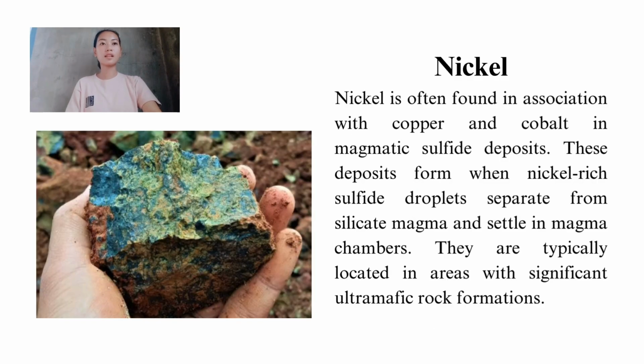Next is nickel. It is found in association with copper and cobalt in magmatic sulfide deposits. It is formed when nickel-rich sulfide droplets separate from silicate magmas and settle in magma chambers. They are typically located in areas with significant ultramafic rock formations.